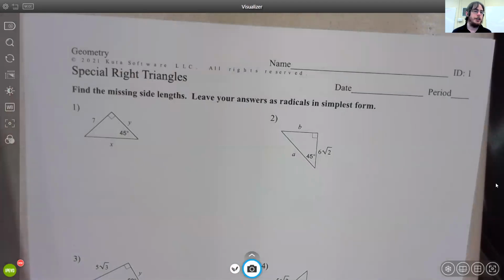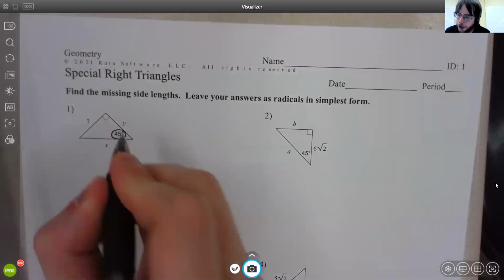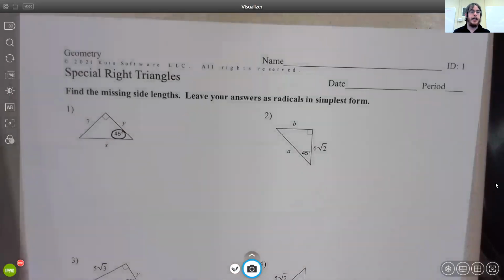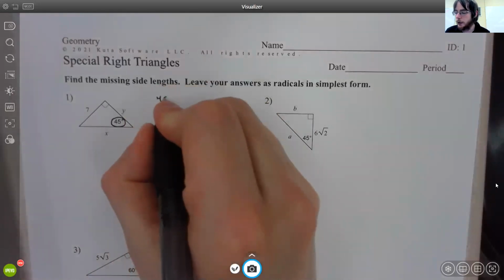The first thing that you need to determine is what type of special right triangle that you have. So in number one, you're going to be looking for your 45-degree angle, a 30-degree angle, or a 60-degree angle. What type of angle do you have? Well, you should see you have a 45-degree angle here. And the 45-degree angle immediately tells you I have a 45, 45, 90 triangle.